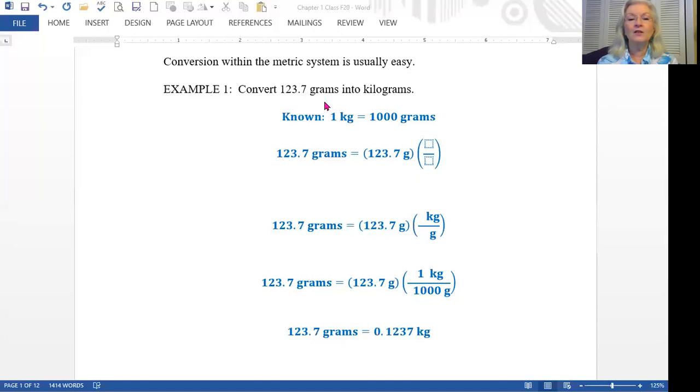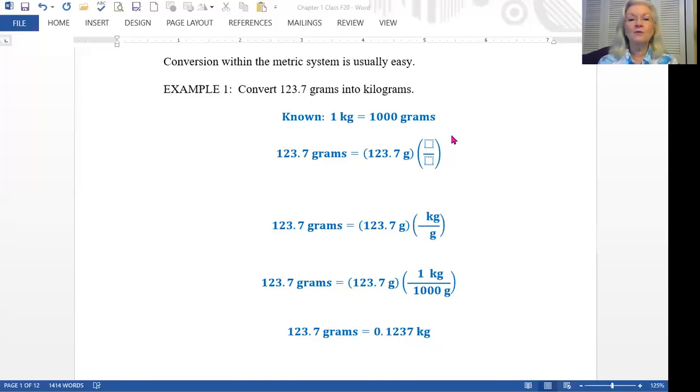So I go back to what I know. I know that 1 kilogram is 1,000 grams. So 1 goes with the kilogram, there it is, and 1,000 goes with the grams, here it is. And now I can do the math. 123.7 multiplied by 1 is 123.7, and then divided by 1,000 gives me 0.1237, and the answer is in kilograms because the units of grams canceled each other.